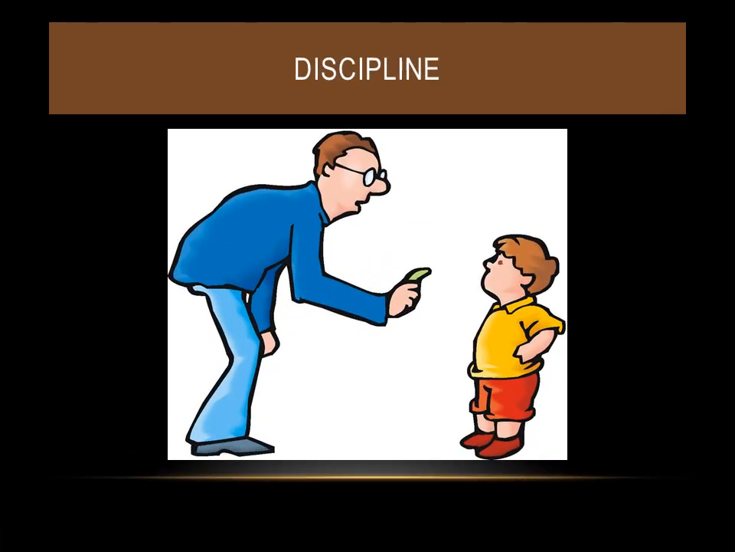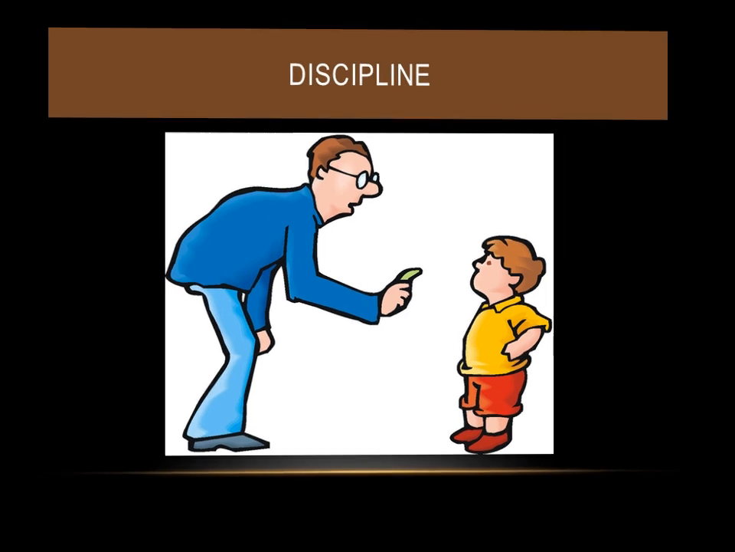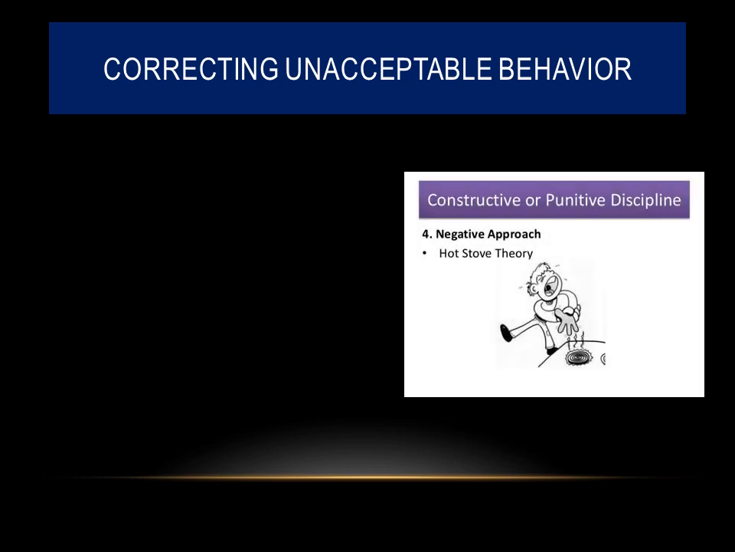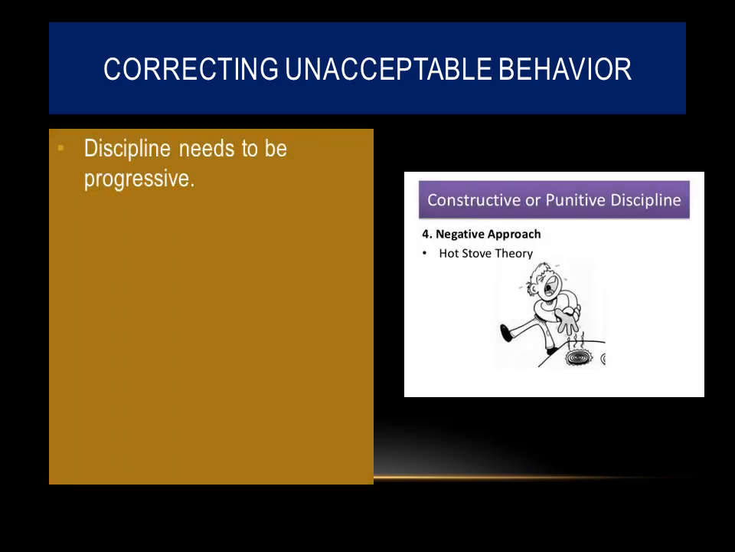So that would bring us up to discipline when we start talking about corrective action. If their work is not improving, something has to be done. So when we talk about correcting unacceptable behavior, we're talking about some type of discipline.